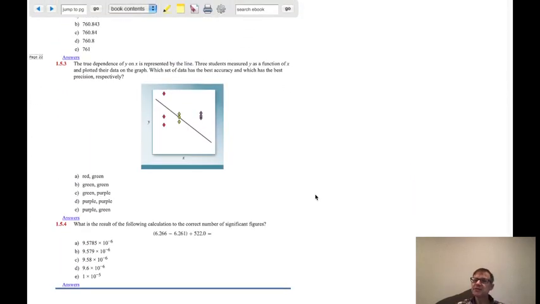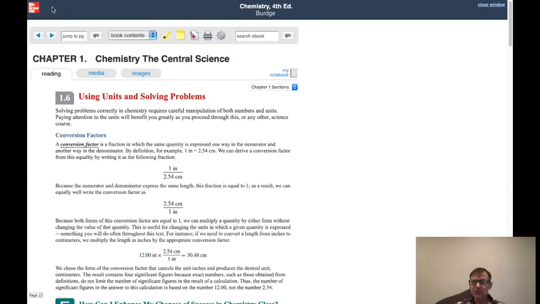There's more detail in this particular section, and you'll see that as we move along, that's essentially what this course is, more details, more details. The last section here is using units and solving problems. This is what we would call dimensional analysis, dimensional analysis with an A, or factor label method. This is a method of learning how to do problems.